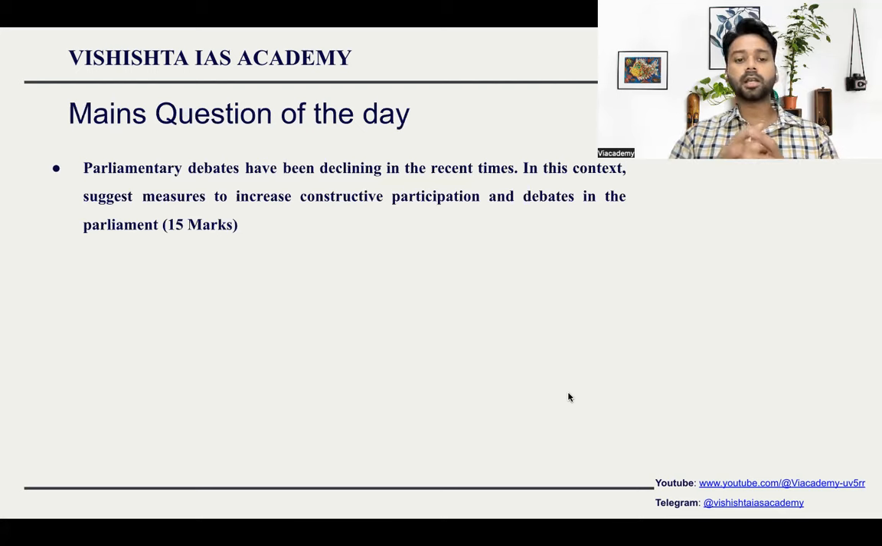Mains question of the day: parliamentary debates have been declining in recent times. In the present context, you can write that around 141 MPs were suspended and then laws were passed in the parliament without the presence of the MPs. That can be an introduction. In this context, suggest measures to increase constructive participation and debates. Whatever we have discussed, you can mention it here. You can come up with your own ideas also.